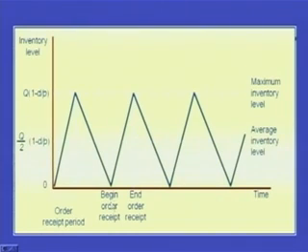Now we can see that this is the point where we have started to receive the order, and this is the point of time where we have received the complete order. So here we are receiving the order over a period of time, and the assumption of instantaneous receipt of order is relaxed in the production quantity model.